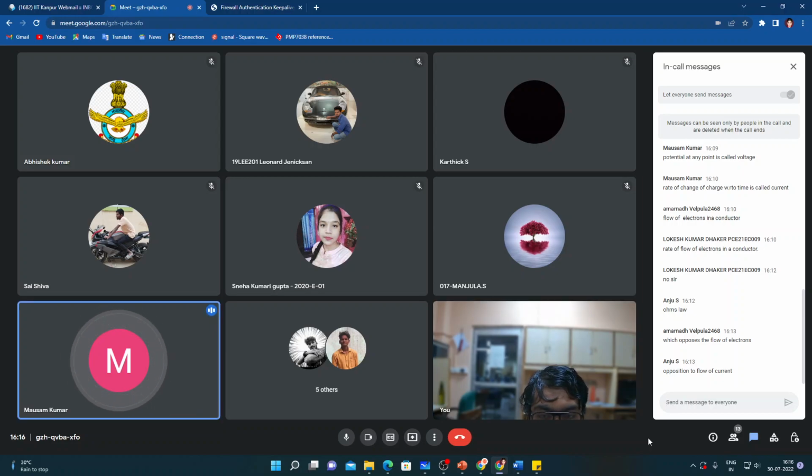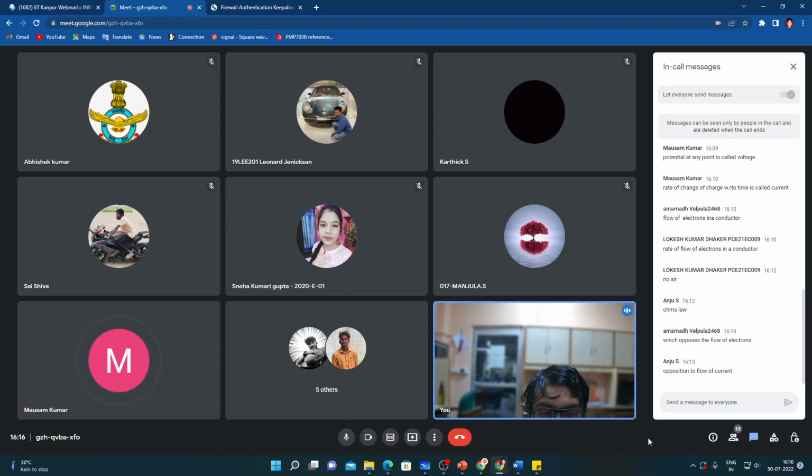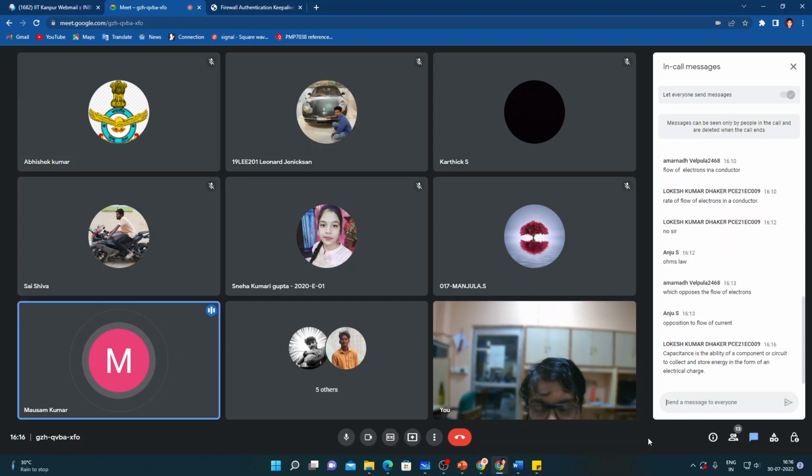Capacity to store energy. Capacity for energy storage, that's quite vague, because an inductor also stores energy. So how do you differentiate between them? In electrical form. What do you mean by electrical form? Electrical energy, sir. In the form of charge. Exactly. That's what I wanted to hear.